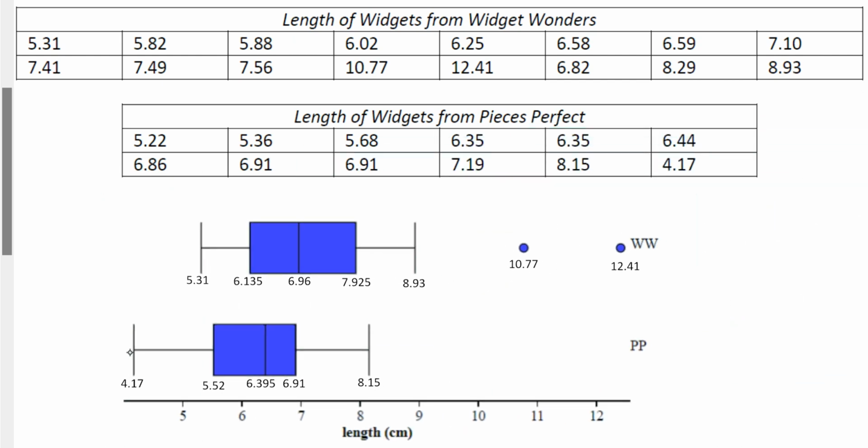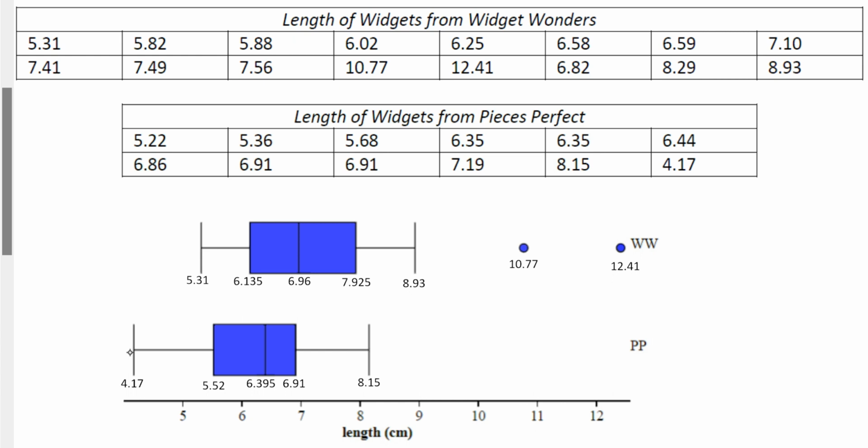You can kind of see it at the top with Widget Wonders. The data is generally higher. So there might be questions. You might be able to make statements based on the fact that over half of the data for Widget Wonders is higher than quartile 3 in Pieces Perfect. That's something that seems significant. The median is clearly higher. You could find the range. You could find the interquartile range and compare them.